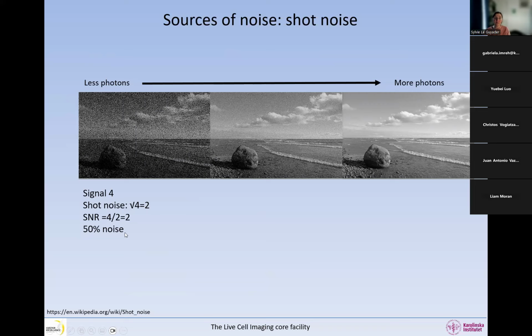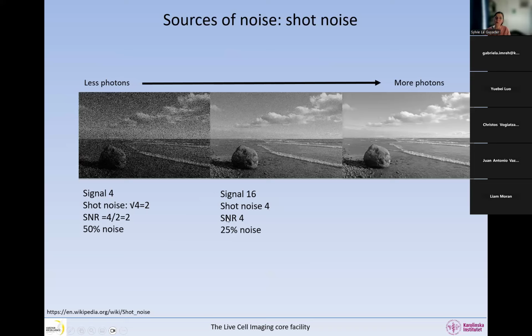And that is 50%. The noise contributes to the image at 50%, which is very high. So the contribution of the noise in this image is 50% if we have a signal of 4. Now we manage to change the conditions in such a way that we get a higher signal, and our signal becomes 16. The shot noise now is 4 because it's the square root of the signal. Therefore, the signal to noise ratio is 4, which is 16 divided by 4.